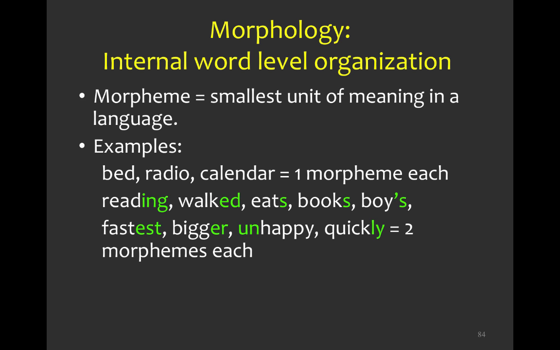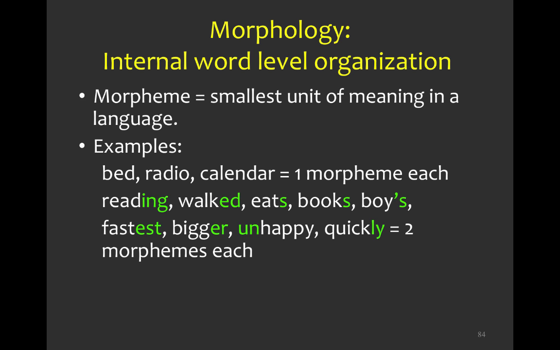Let's define morpheme again. Oh, I'm sorry. This is our very first time defining the word morpheme, and here is your definition. A morpheme is the smallest unit of meaning in a language. So, examples. The word radio or bed or calendar, each are one morpheme. They are also known as free morphemes since they can stand alone.